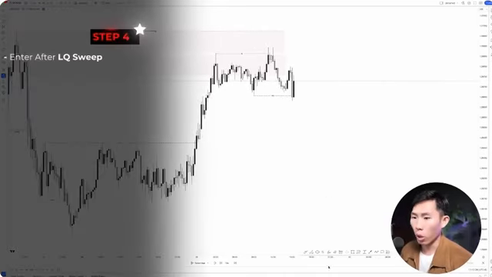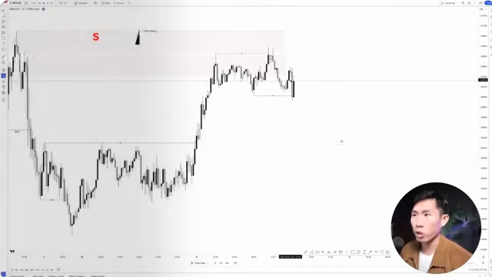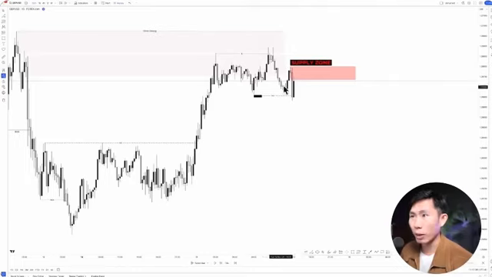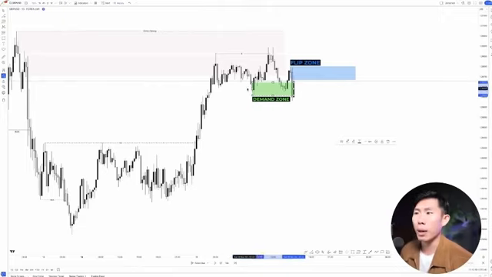So at this point of time, I will be mapping out the point of interest that led to this market shift. Okay, so this is a little supply zone, or order block, whatever you like to call it, that led to this market shift. And this is where I want to actually enter for the trade. If you have watched my videos in the past, you will also know that this is actually a flip zone because we are reacting from this supply right here. I mean, this demand zone right here.